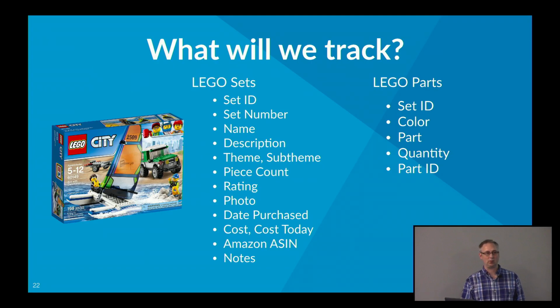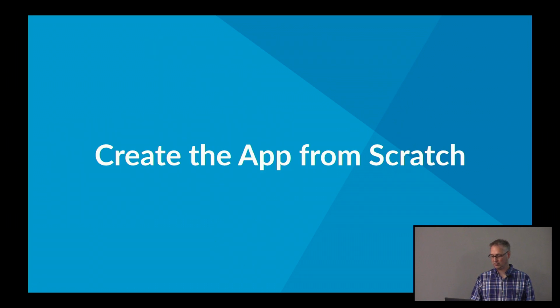These are the things that we're going to track in the database. Lego sets that have a set ID, set number, a name, description, a number of things that we want to track about a set, and then also Lego parts. And parts are what make up a set. So they'll have a set ID, color, part, quantity, and the part ID. So it's a fairly simple data structure. So now we're going to create this application from scratch.